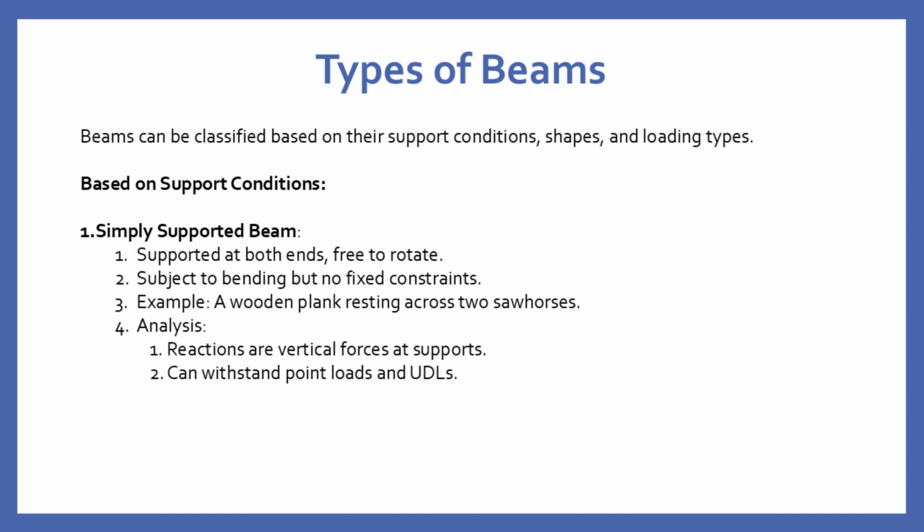Let's focus on our first beam type, the simply supported beam. Imagine placing a wooden plank across two chairs. That's essentially a simply supported beam. These beams are supported at both ends and are free to rotate, much like a seesaw in a playground. What makes them special is their simplicity of analysis. They only have vertical reactions at their supports.